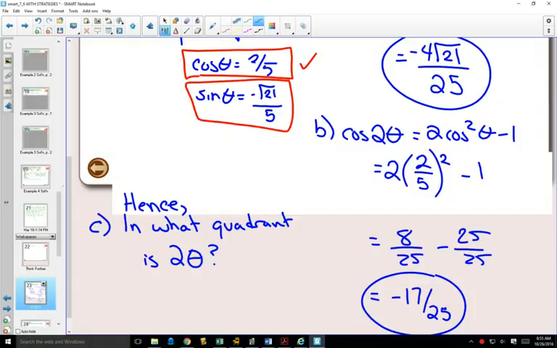Quadrant 3. Why is it in quadrant 3? Because both sine 2 theta and cos 2 theta are negative. So the only place where both sine and cos are negative would be in quadrant 3. All right, for practice, question number 9.